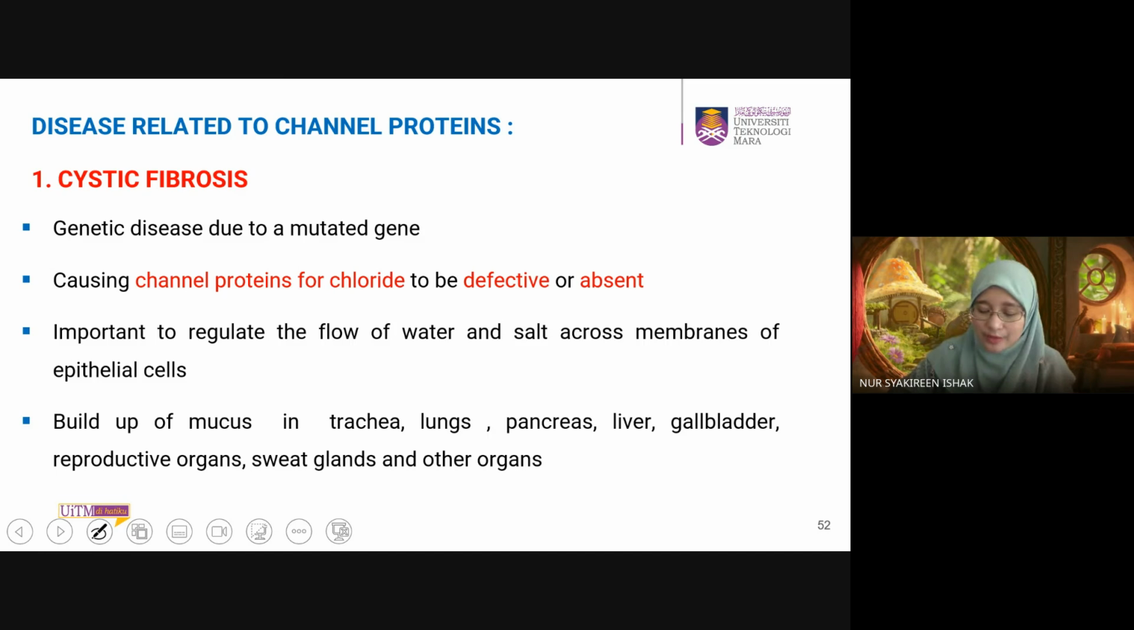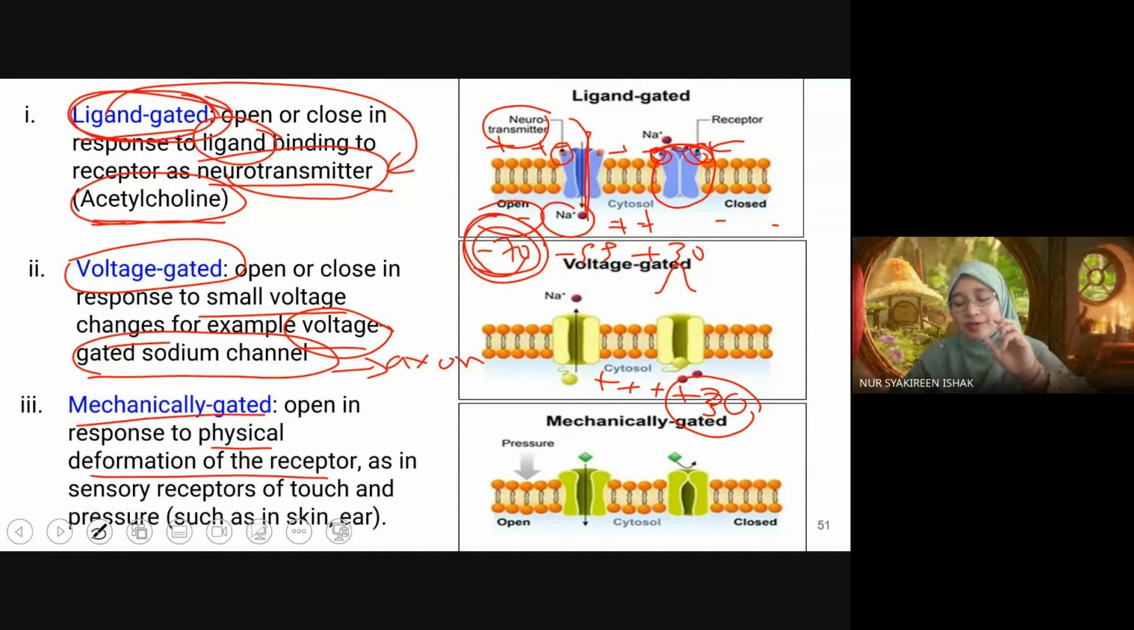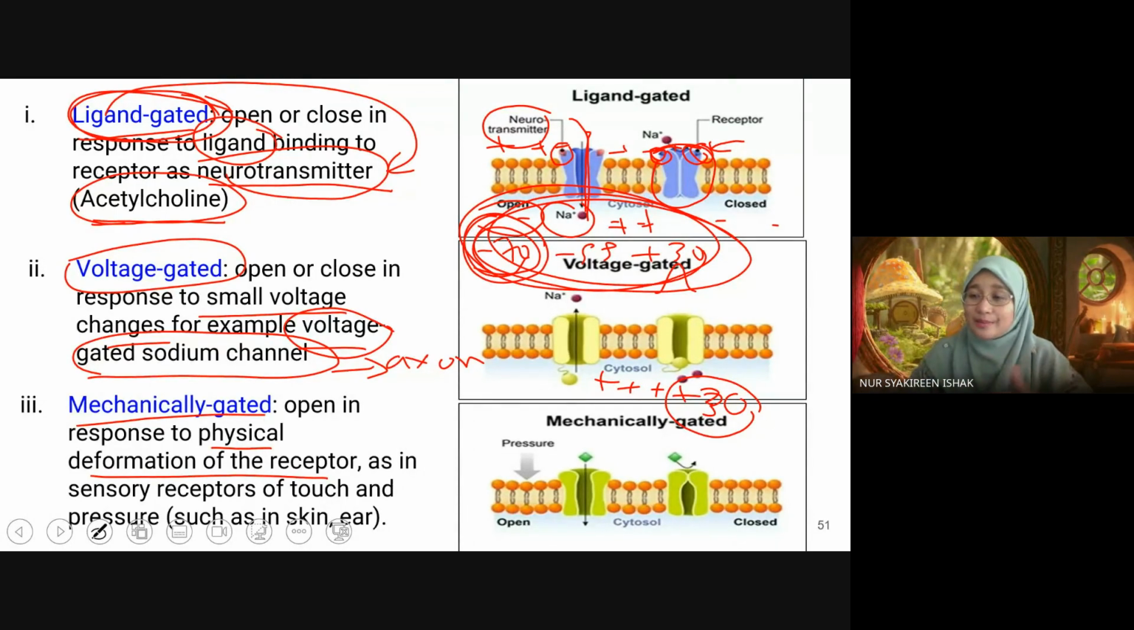Okay, so for now you just have to know: ligand gated opens in response to neurotransmitter binding to it, causing the channel to open. Voltage gated opens or closes in response to change of voltage across the membrane. Mechanically gated opens or closes in response to pressure. The positive, negative, 30, 70 values, you don't have to understand. I just gave you an example of the condition that causes the voltage gated channel to open or close. You don't have to know the change of voltage for now.